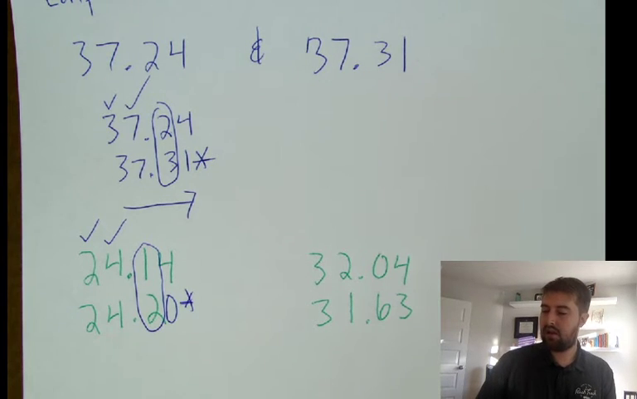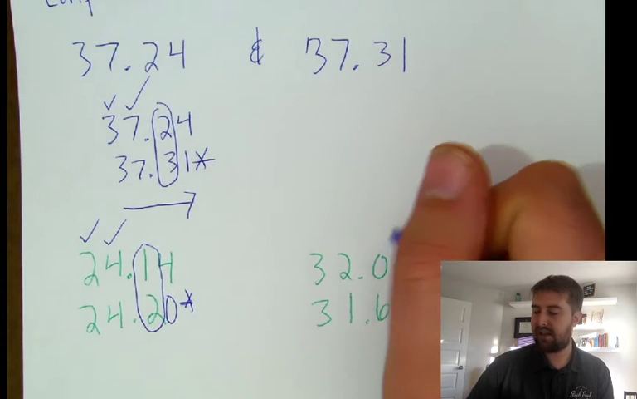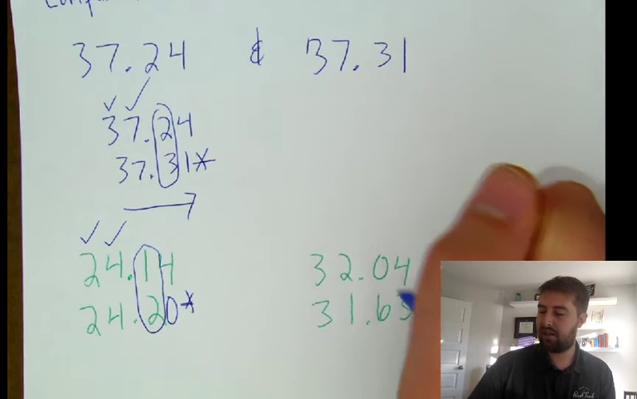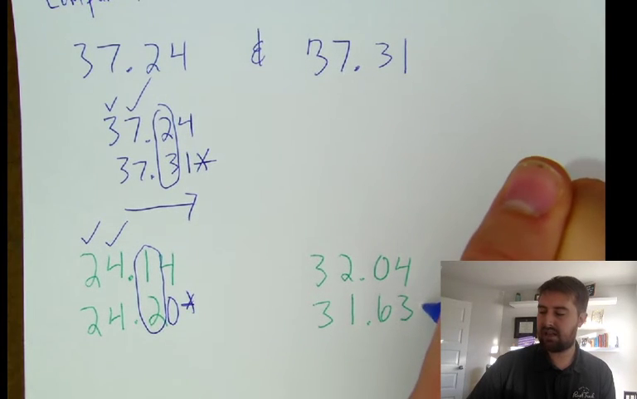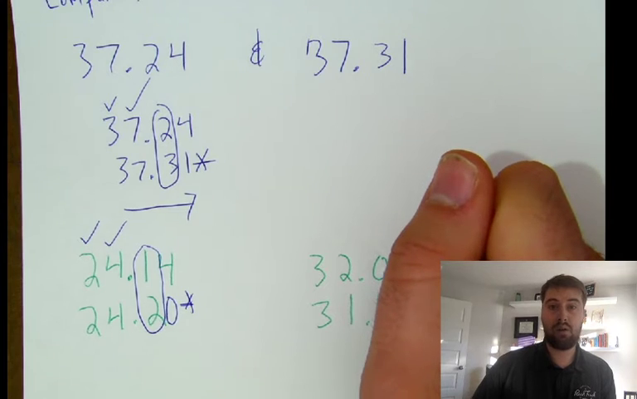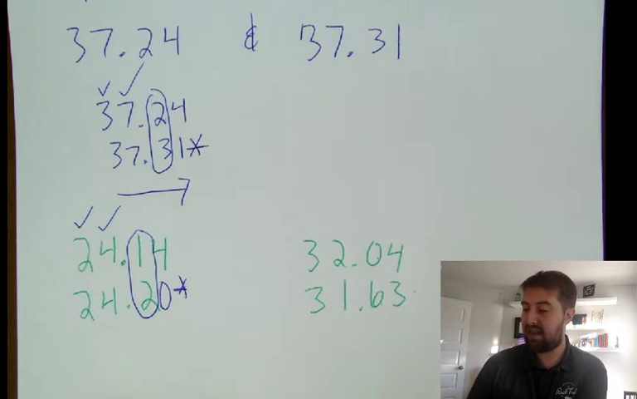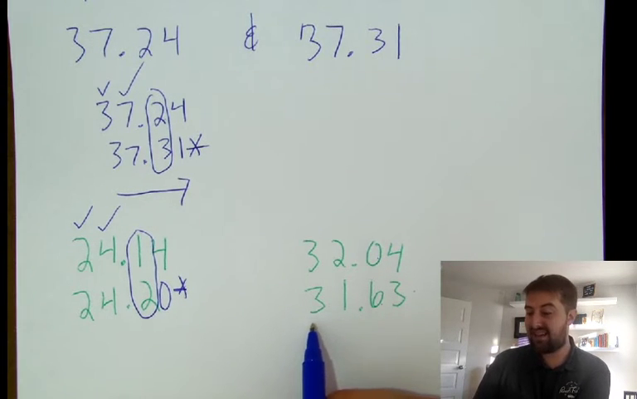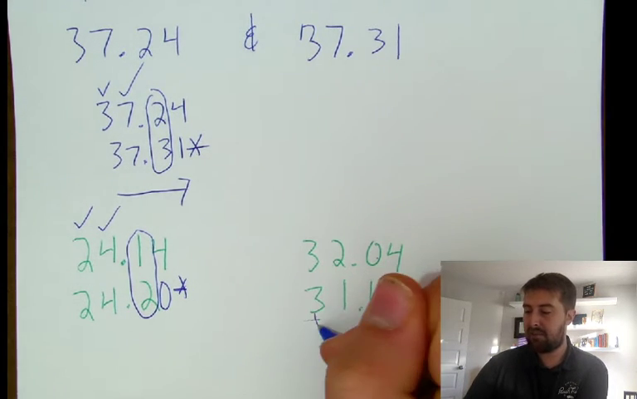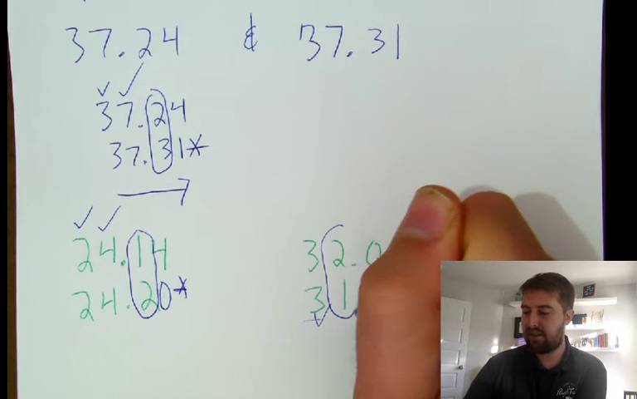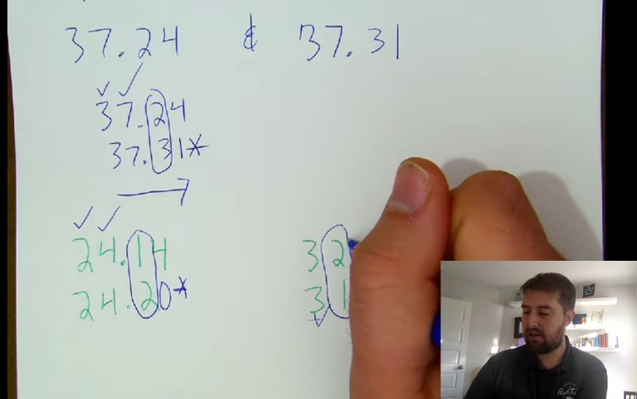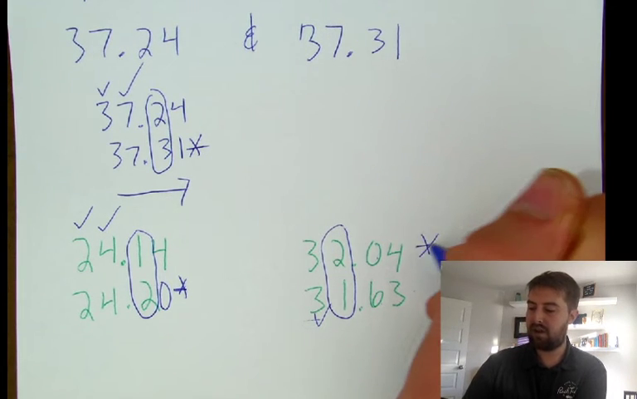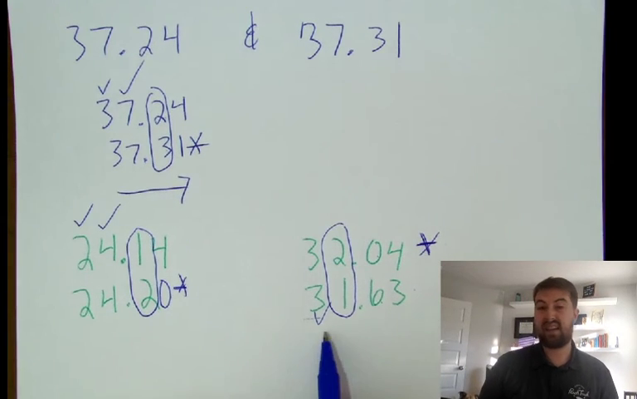On our second example here, you may have been tempted to say this bottom one is bigger because the 6 is bigger than the 0. But hold on, we have to start on the left side in the tens place. Our 3s are the same, but the number in the ones place is different. This 2 is bigger, so that means 32 and 4/100 is bigger than 31 and 63/100.